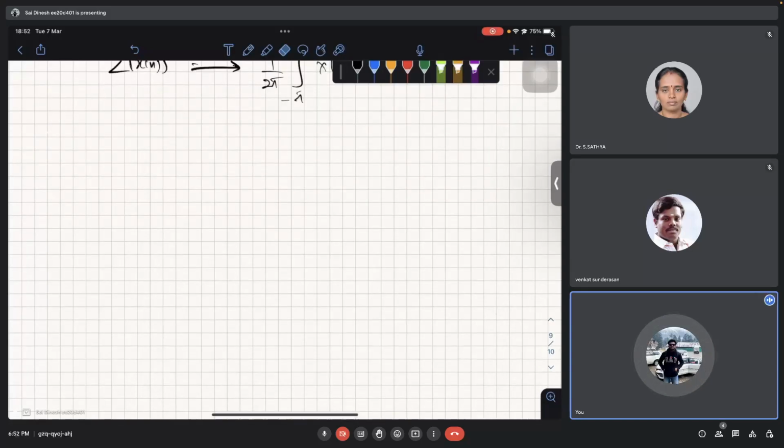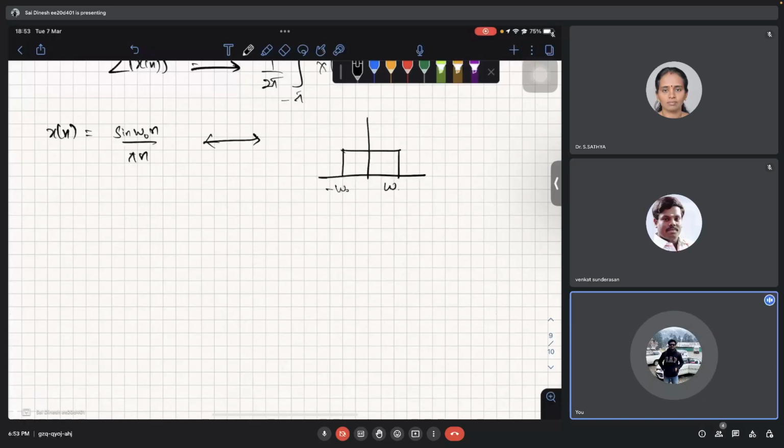So let's say x of n is equal to sin omega naught n by pi n. So this is a sinc function. So what will be the DTFT of a sinc function in the frequency domain? Rectangle. Yes, exactly. So it will be from minus omega naught to omega naught, the value will be 1.